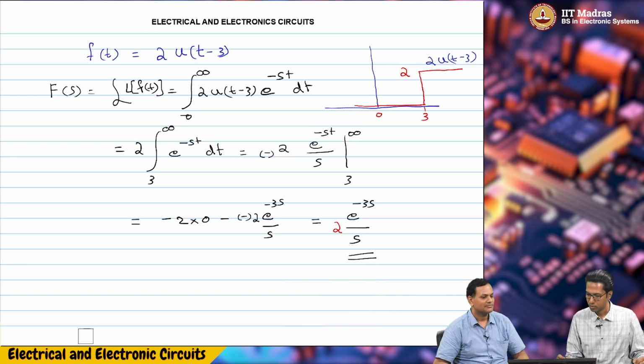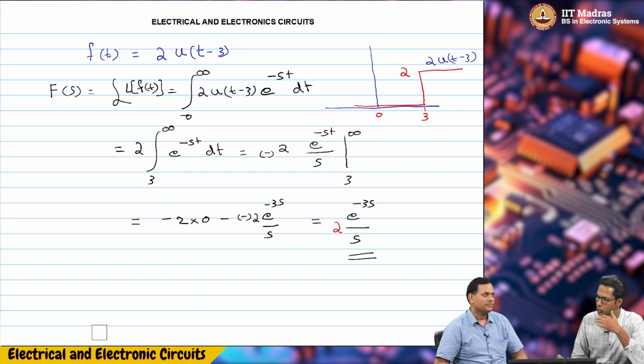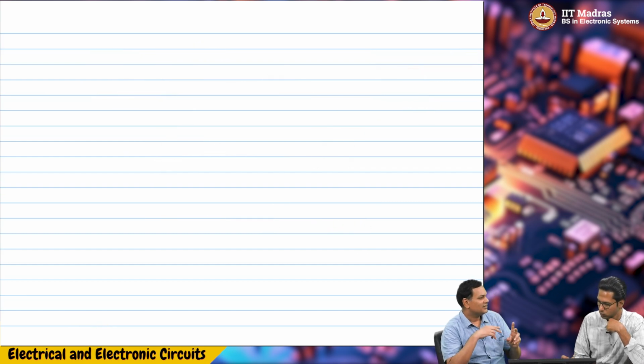Okay, so what shall we do next? U of t, I think we are somewhat comfortable with. Last term we looked at steps, turning on switches with RC networks. Then we also did sinusoids. But maybe we should do something simpler before we go to sinusoids.